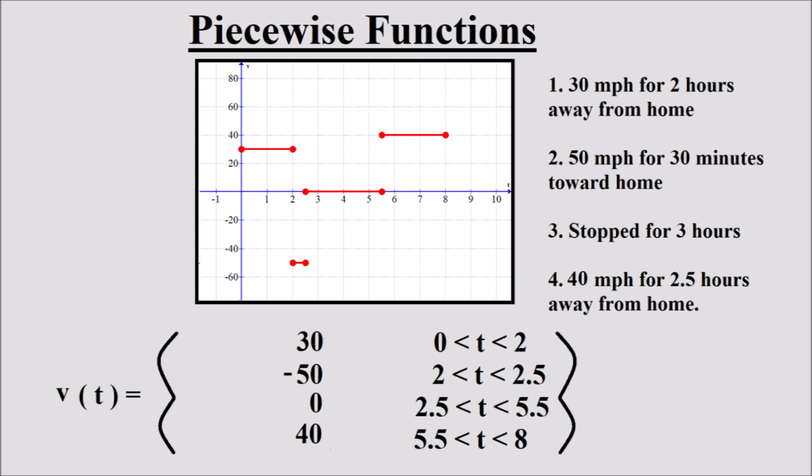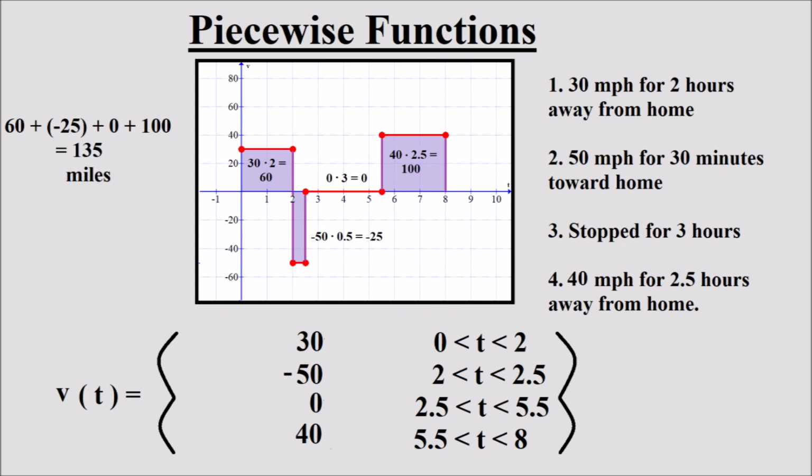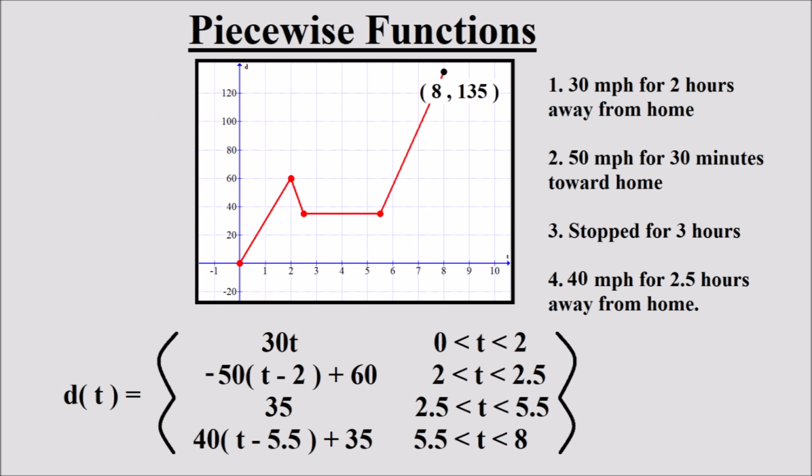Next, let's try applying our area theory to the velocity graph here. The four equations make rectangles with areas of 60, -25, 0, and 100. If we add this up, we get a total distance traveled of 135 miles. If we look at the distance graph, we'll see that our endpoint is 8, 135, so this lines up with our previous theory about these two things being linked.